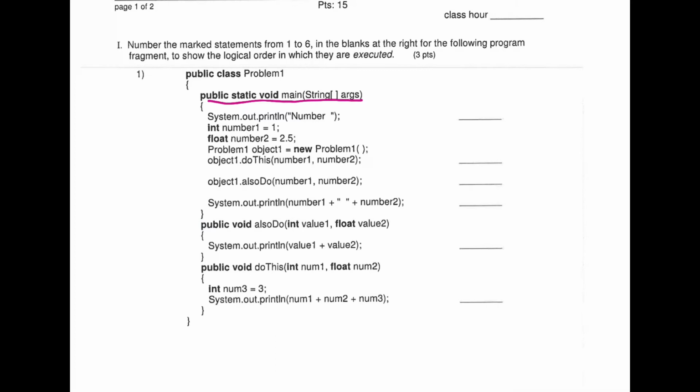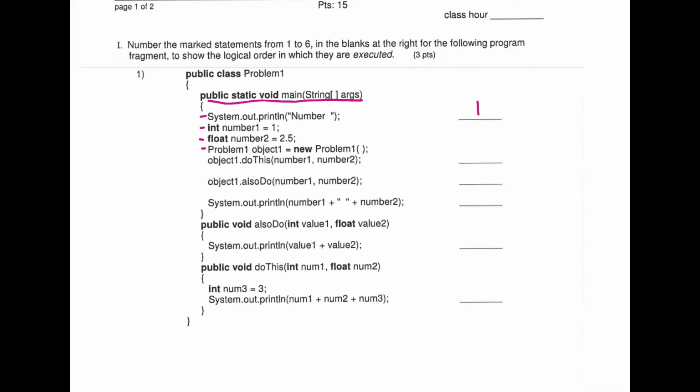So let's start off with that. The very first thing that's going to happen is we're going to do system.out.println number right there. We are then going to create number 1. We're going to create number 2. And then we're going to create a problem. So problem 1, object 1 equals new problem 1. And that means that we've created object 1.